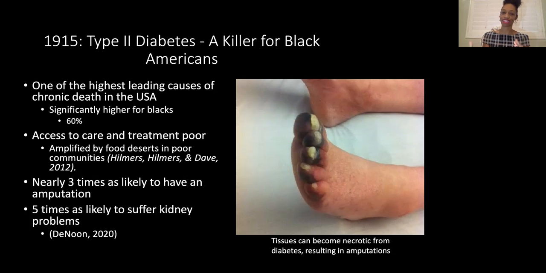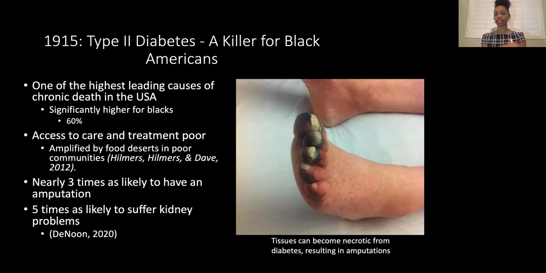So if you don't have access to that because of money or food deserts, then your type 2 diabetes is going to not only be significantly more difficult to treat, but you also have a much higher rate of mortality. And that is exactly what is happening in the Black community compared to the white community. So much so that Black communities are 3 times as likely to have a limb amputated because of that.